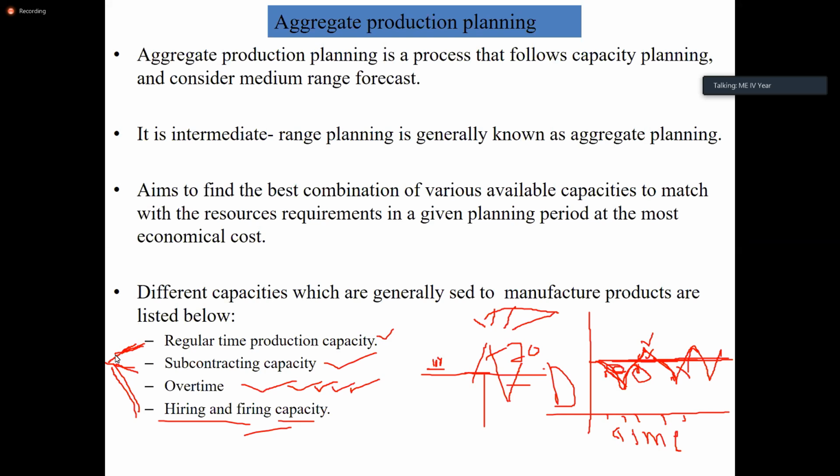If I go for full-time employees with constant demand, what is the price? If I get some material from subcontracting, what is the price? If I do hiring and firing, what is the price? From those three, whichever comes out minimum, we can go for that plan. So this is the outline of aggregate production planning. Now we'll see the objective.